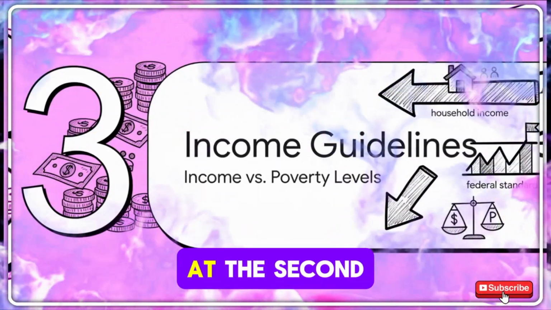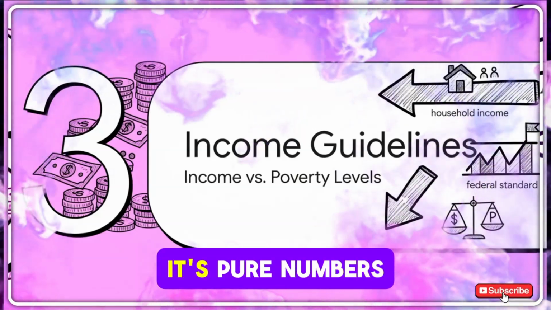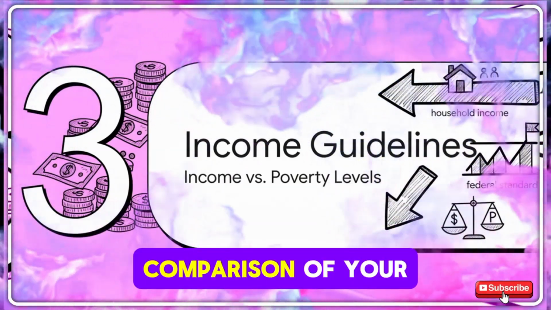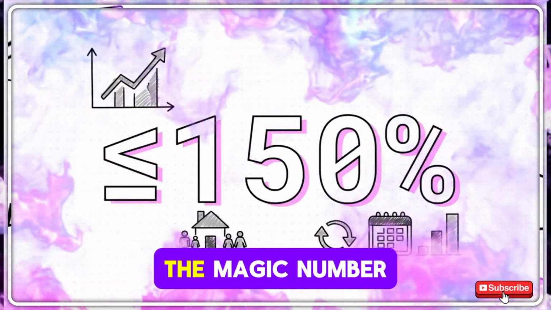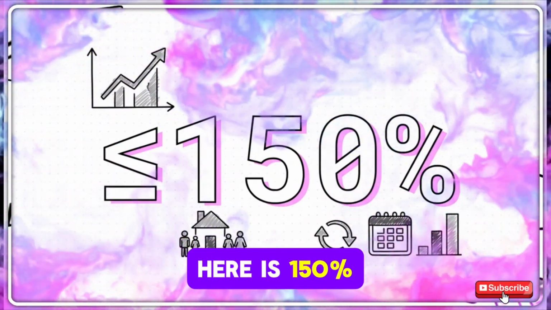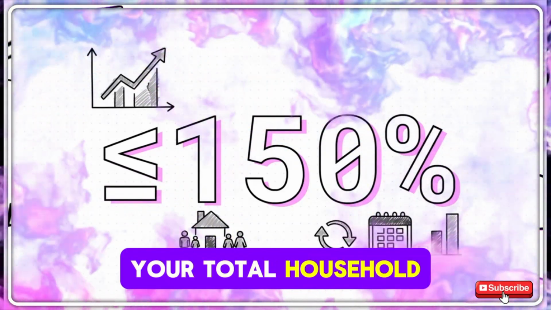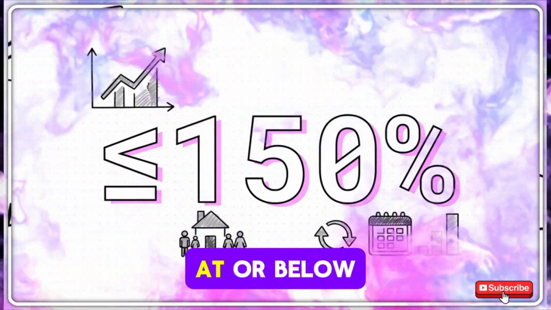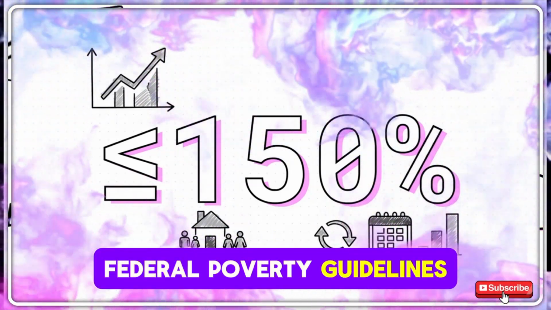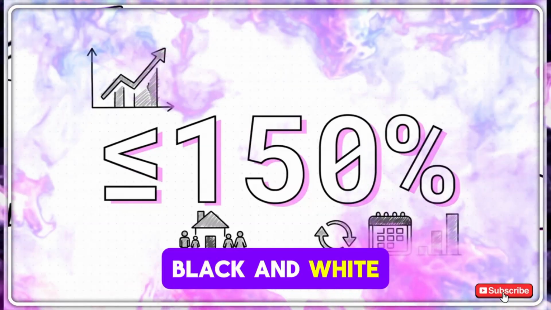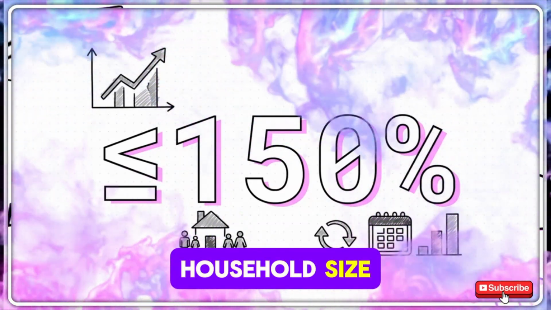All right, let's look at the second path. This one's different because it's not about other benefits, it's pure numbers. It's a direct comparison of your household's income to a federal standard. The magic number here is 150%. What it boils down to is this: your total household income has to be at or below 150% of the federal poverty guidelines. It's a clear black and white rule, but everything depends on how you calculate your household size.